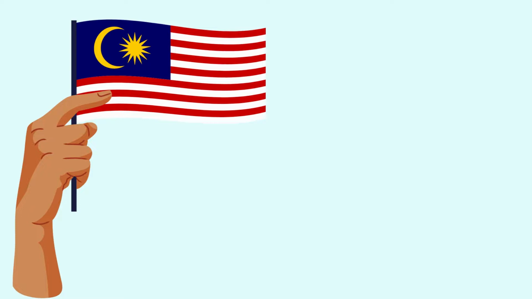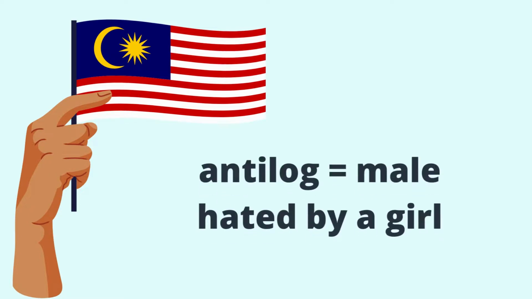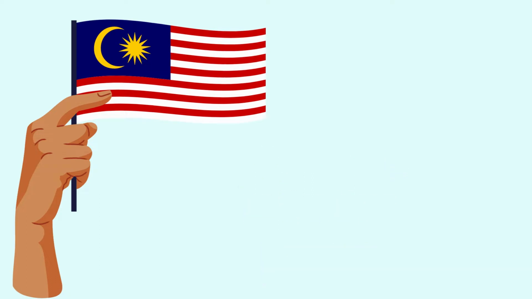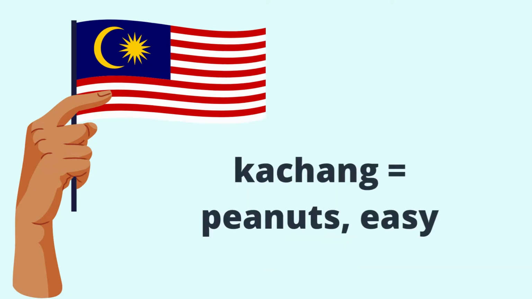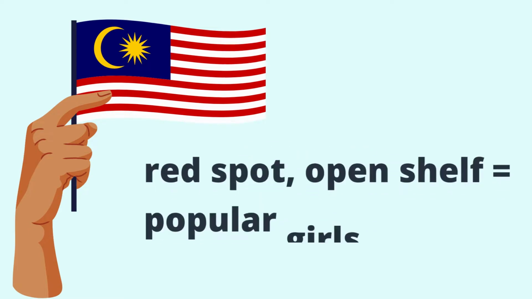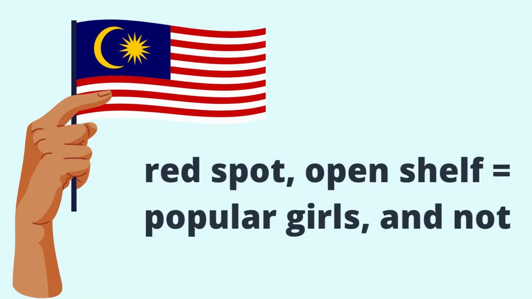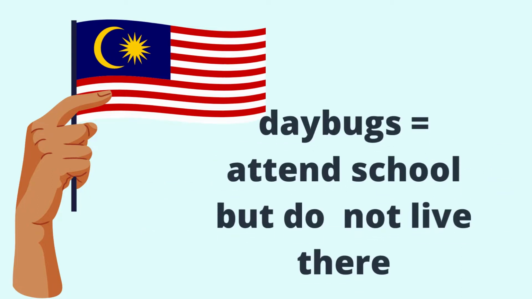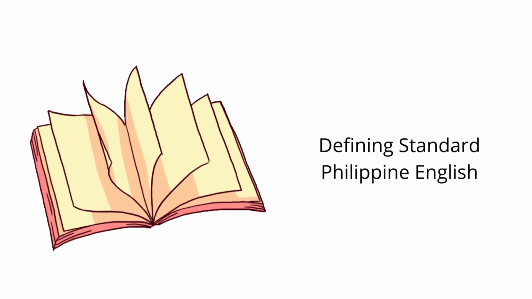Number 3. In Malaysian English, antilog means a male hated by a girl. Popcorn means a talkative person. Kachang means peanuts or easy. Slumbar means relax. Red spots, open shelf means girls who are popular and those who are not. Daybugs are those who come to attend school but do not live in residence halls.